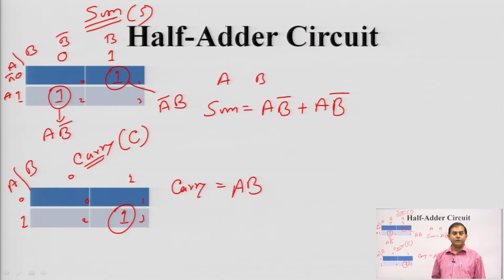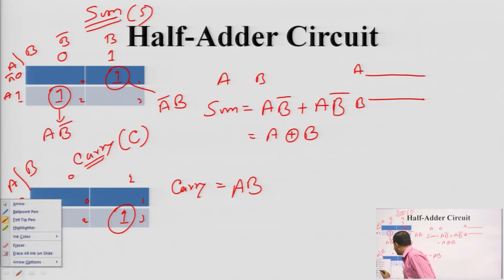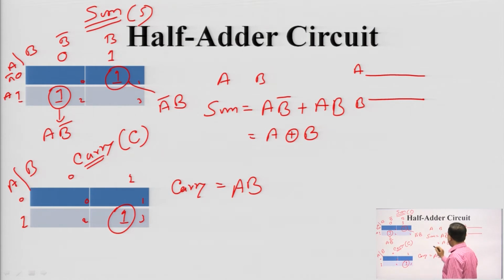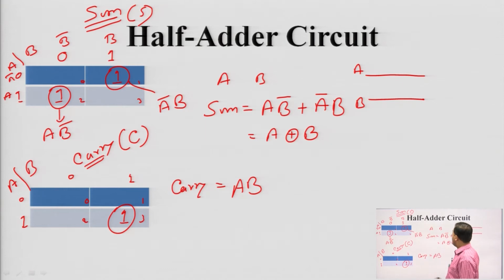We have got 2 Boolean expressions: for sum we have A bar B plus A B bar, and for carry we have A B. So, now it is very easy to design the diagram. So, A and B, and one more thing, this is nothing but the XOR gate. Sorry, here I have written something wrong, this is A B bar and A bar B.